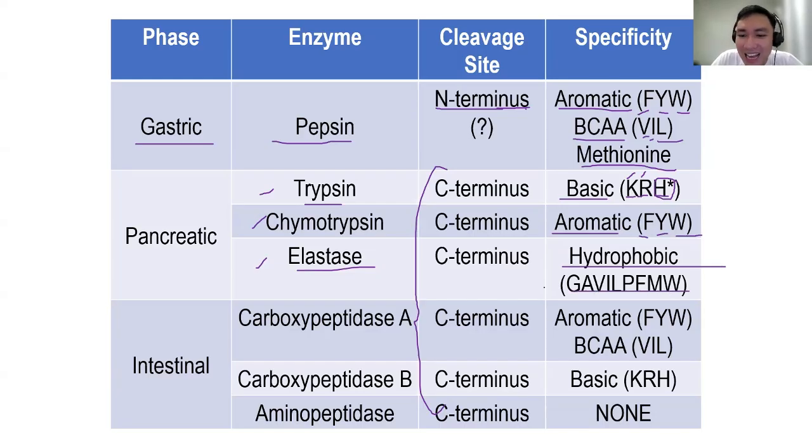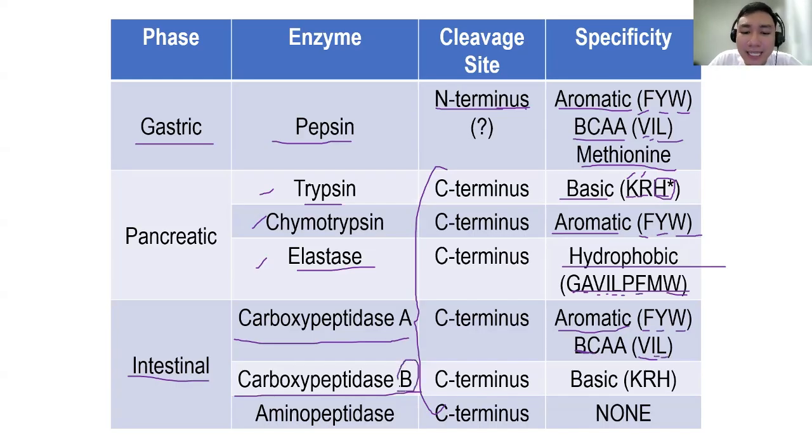So, yan, lahat yan. Ano ba to? Alanine, valine, isoleucine, leucine, proline, phenylalanine, methionine, and tryptophan. Basta hydrophobic kay elastase. When it comes to your intestinal phase, so mga exopeptidases na ito, we have carboxypeptidase A and carboxypeptidase B. So both of them cut doon sa carboxy terminus ng amino acid. And si carboxypeptidase A cuts aromatic, so phenylalanine, tyrosine, tryptophan, and branched chain: valine, isoleucine, and leucine.